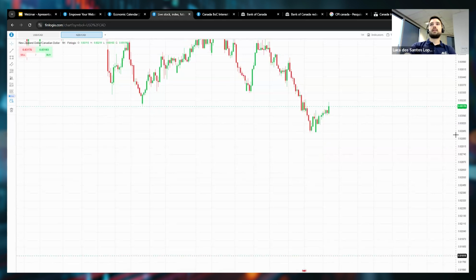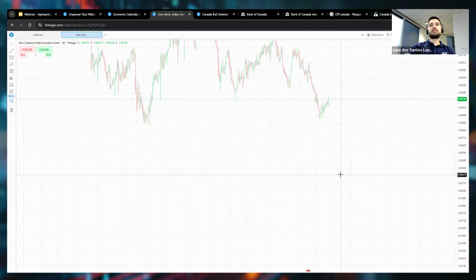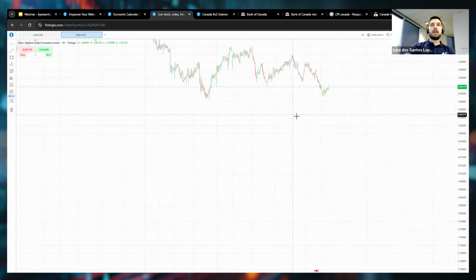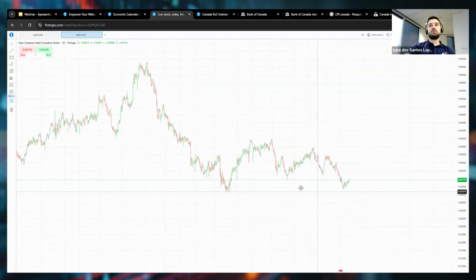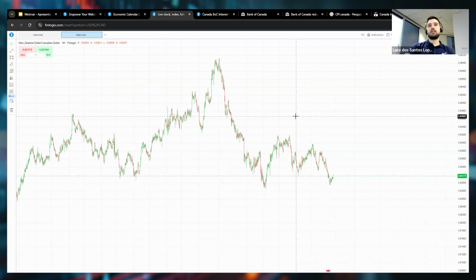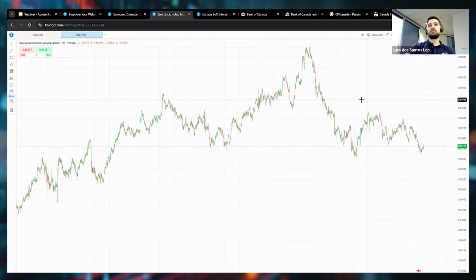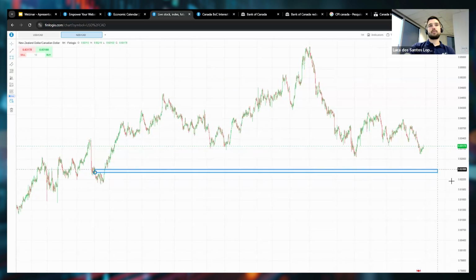Now, if we look at New Zealand dollar CAD, I would utilize this as a hedge. Basically, minimizing my risks on the USDCAD, I would utilize New Zealand dollar CAD, looking to go lower. That's a 1 hour chart. So looking to break this bottom, and targeting this area.